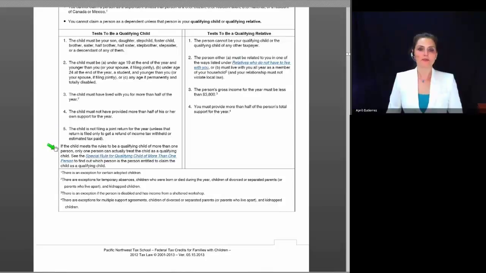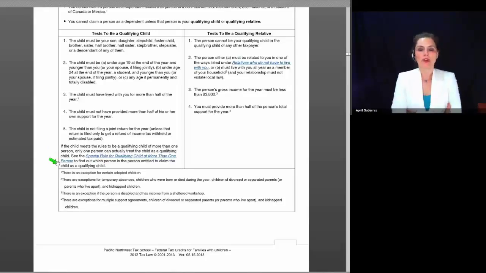Now, if the child meets the rules for being a qualifying child of more than one person, only one person can actually treat that child as a qualifying child. And you should see the special rule for qualifying child of more than one person to find out which person is the person who can actually claim that child as a qualifying child.